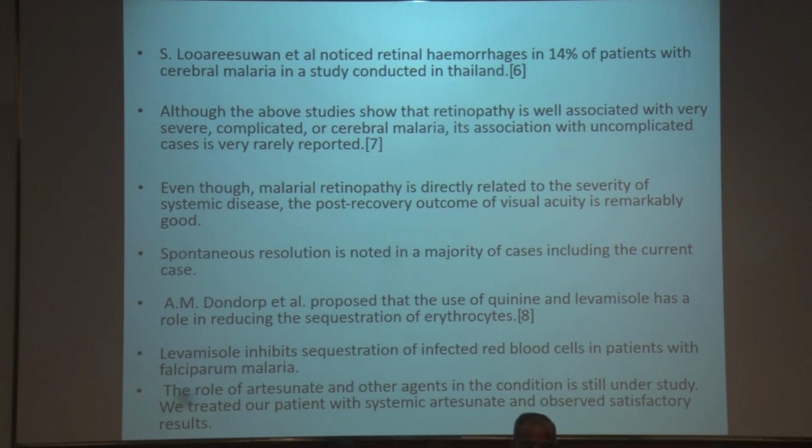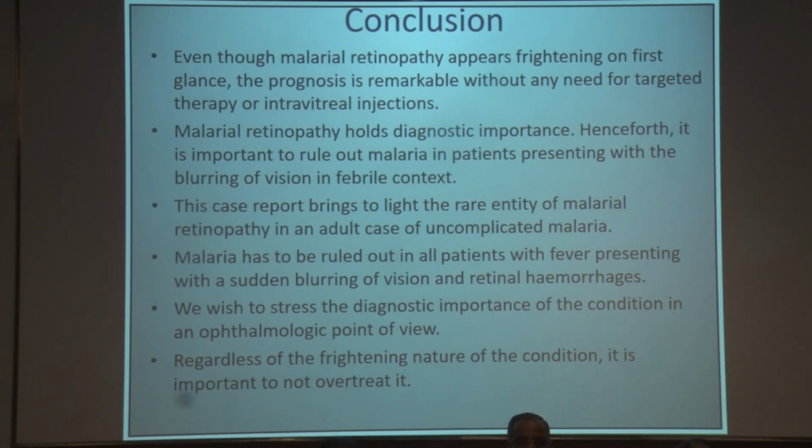A.M. Dondorp et al. proposed that the use of quinine and levamisole has a role in reducing the sequestration of erythrocytes. The role of artesunate and other agents in the condition is still under study. We treated our patient with systemic artesunate and observed satisfactory results. Moving on to the conclusion part, even though malarial retinopathy appears frightening at first glance, the prognosis is remarkably good without any need of targeted therapy or intravitreal injections.